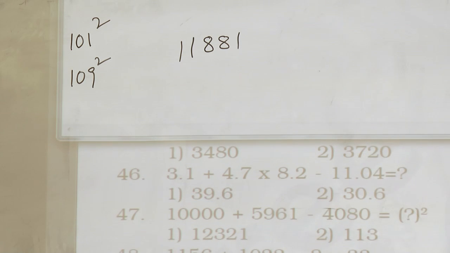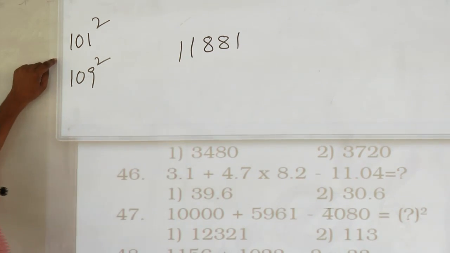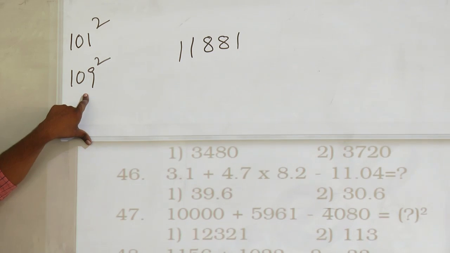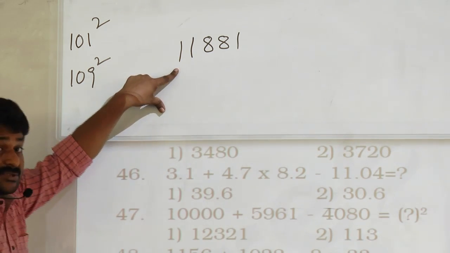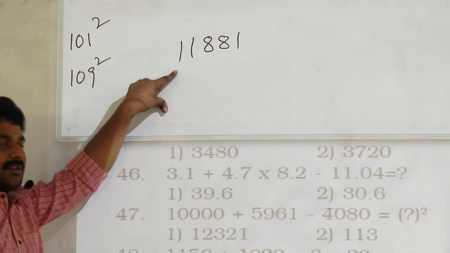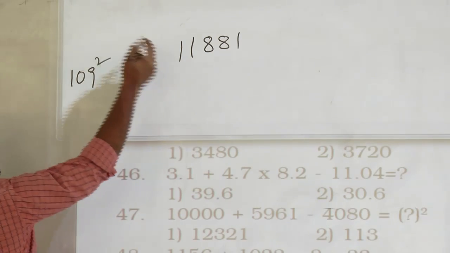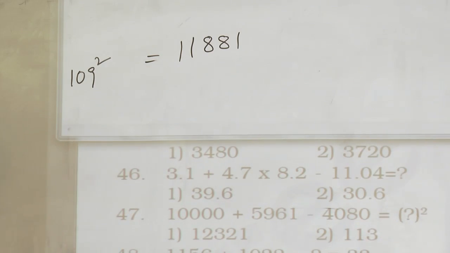So only two possibilities. 101 cannot be your answer, because 100 square is 10,000. This is far more than 10,000. 110 square is 12,100. This is close to 12,100. So this cannot be your answer. This must be your answer.